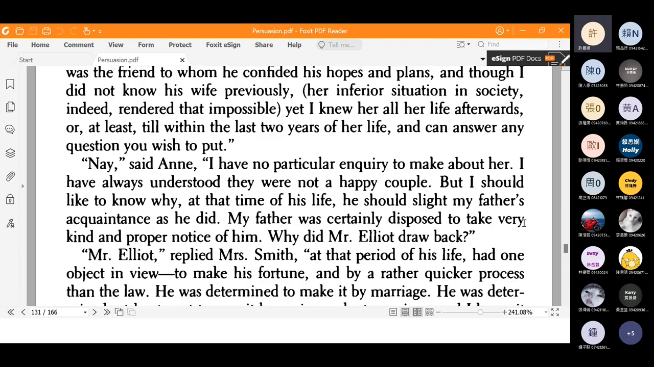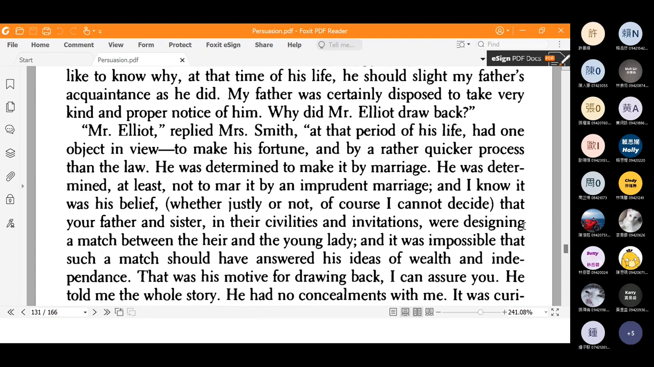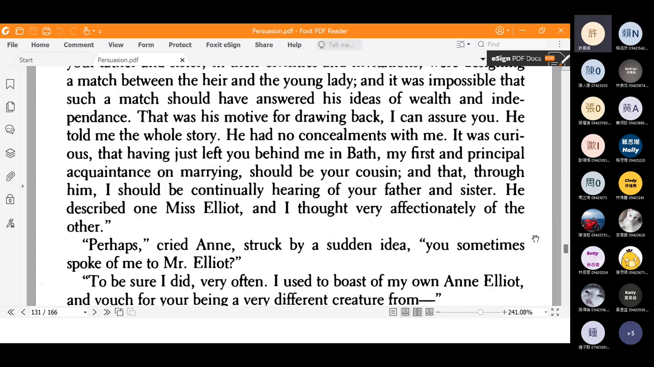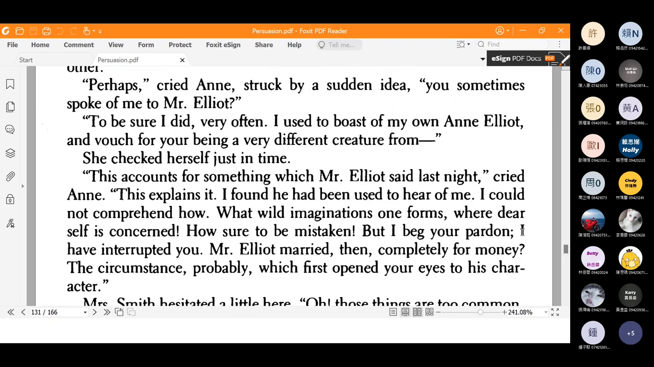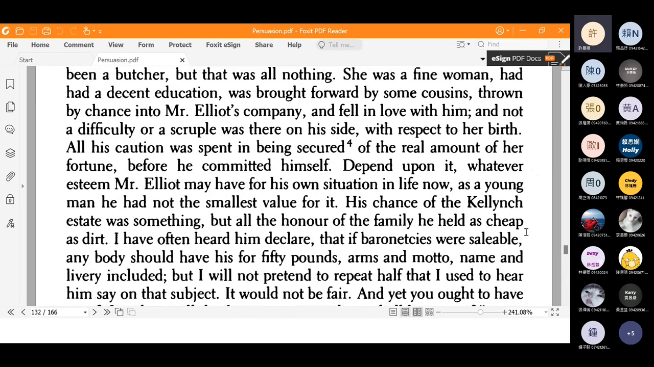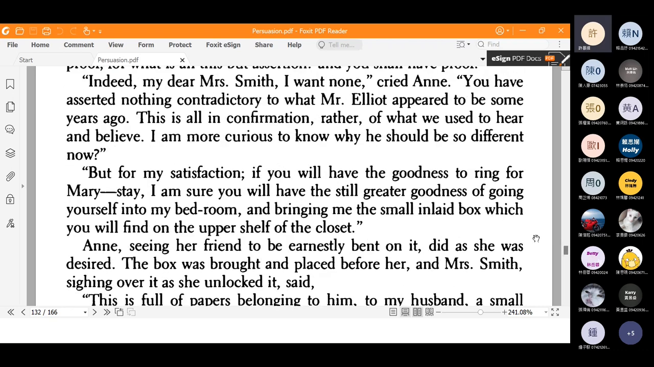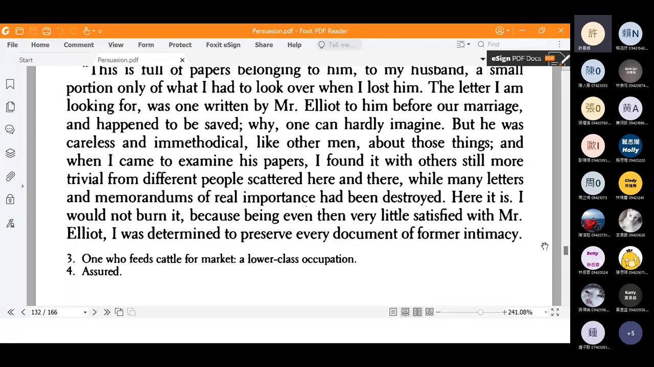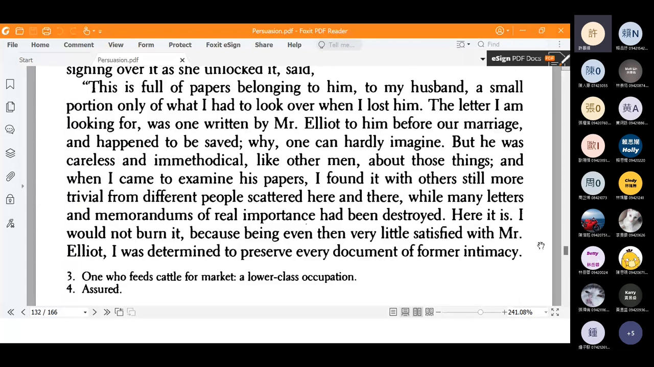Later on, of course, Anne asks her, and she explains. And the explanation is that her former husband, Mr. Smith, who is now dead, was once Mr. Elliot's friend.